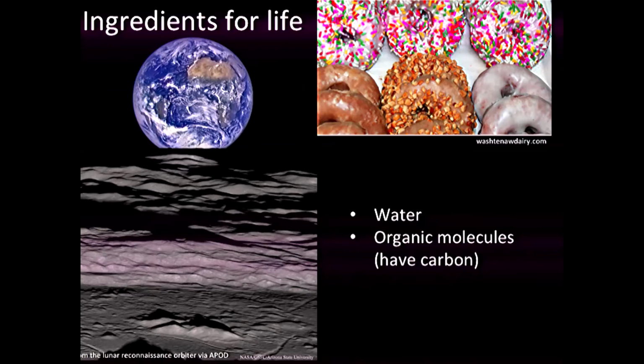So, for my purposes as an astronomer, I can think of two things that are very key to life here on Earth that we think might be essential to life elsewhere, given how much of life on Earth depends on these things. That would be water and organic molecules that contain carbon.